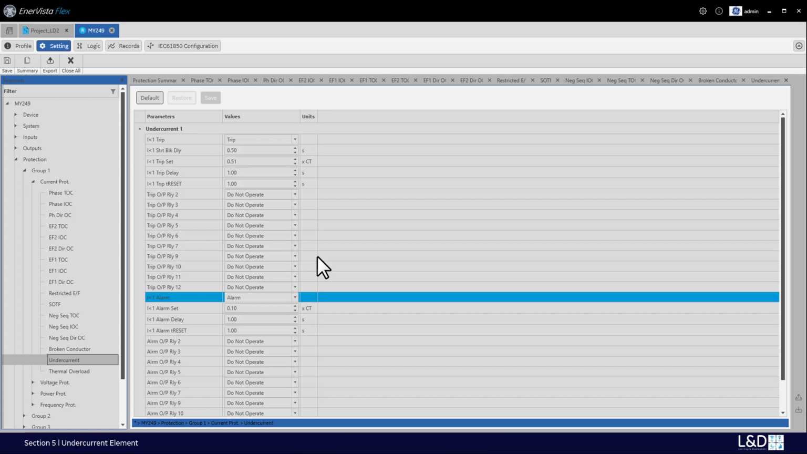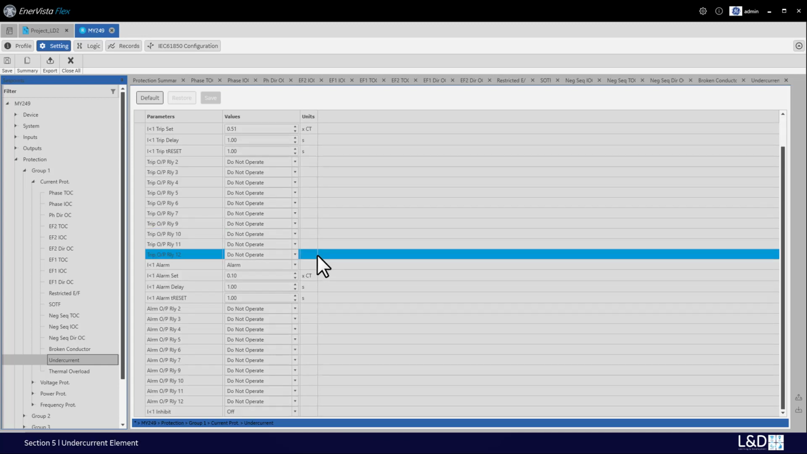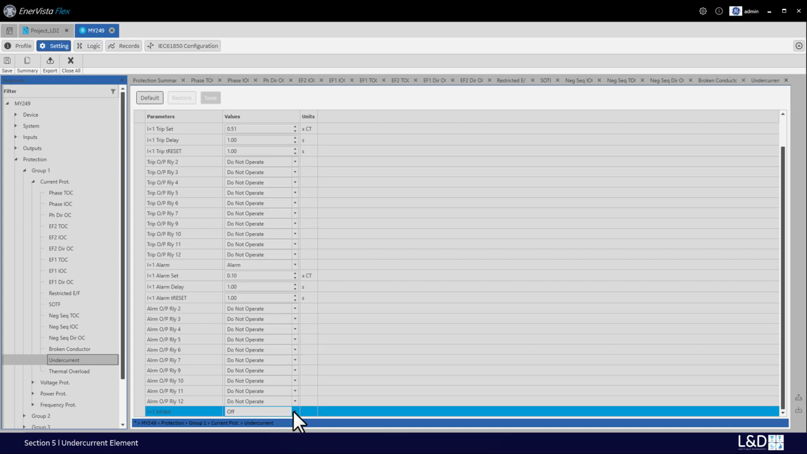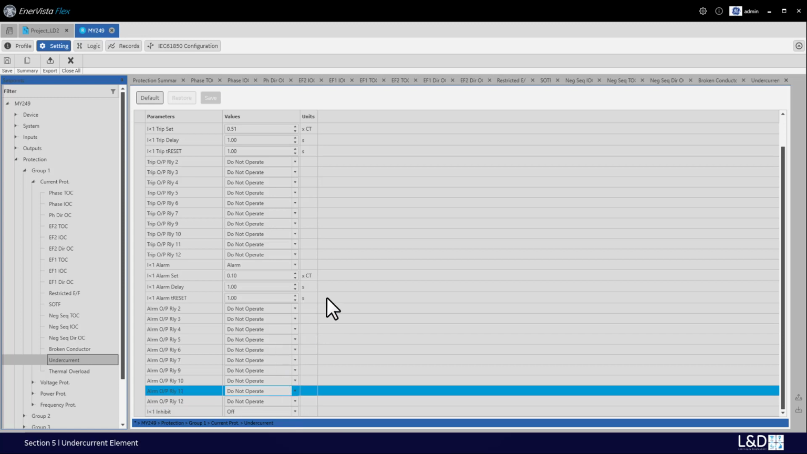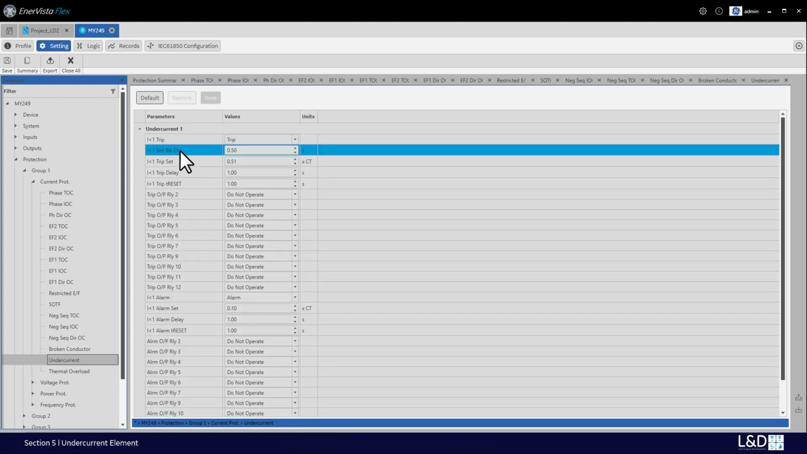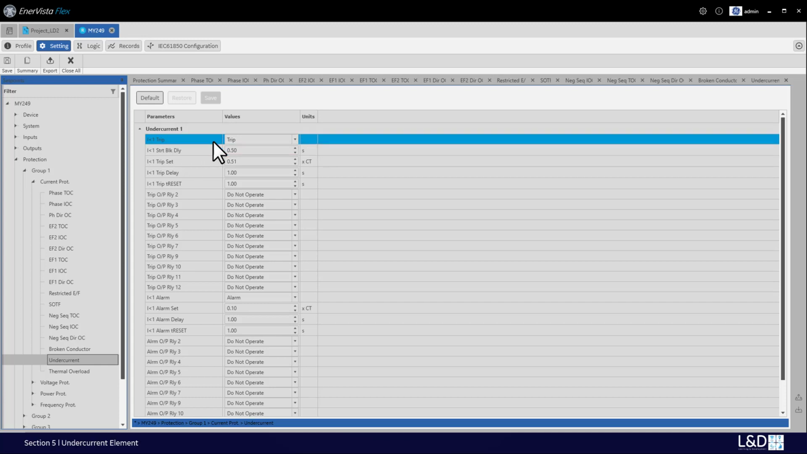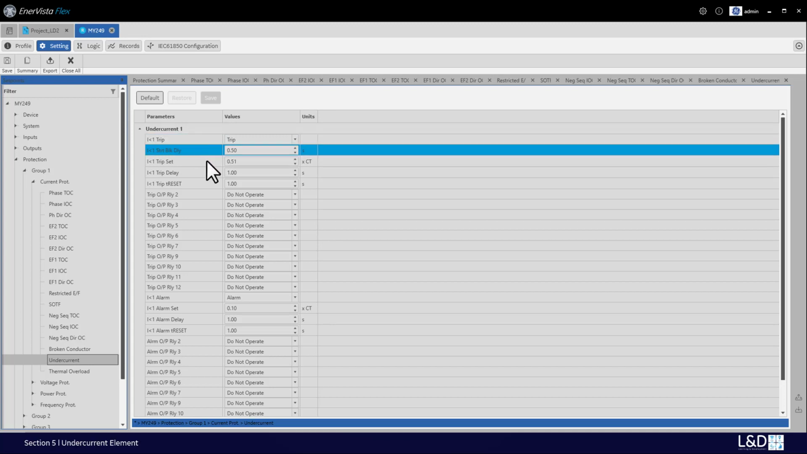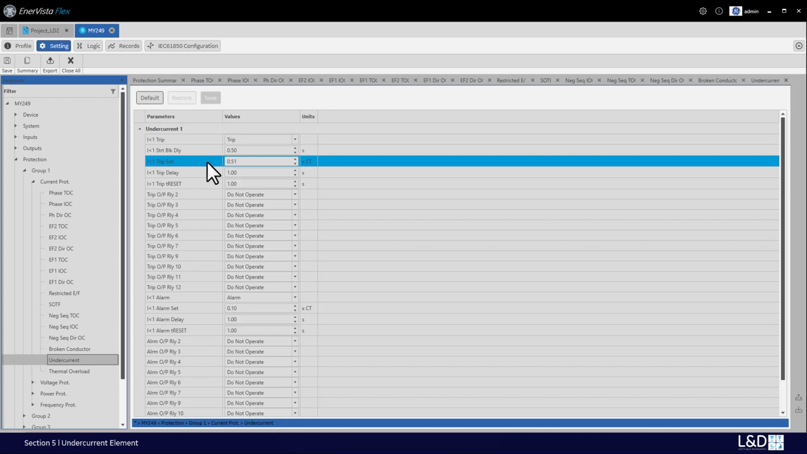And there's an inhibit at the bottom for both elements. In the beginning, there's a start block delay, and this setting allows the connected load to build up to a certain level before the undercurrent element trips or alarms. Trip set or alarm set defines the threshold to trip or alarm, and these pickup levels should be set lower than the lowest feeder loading current during normal operation.